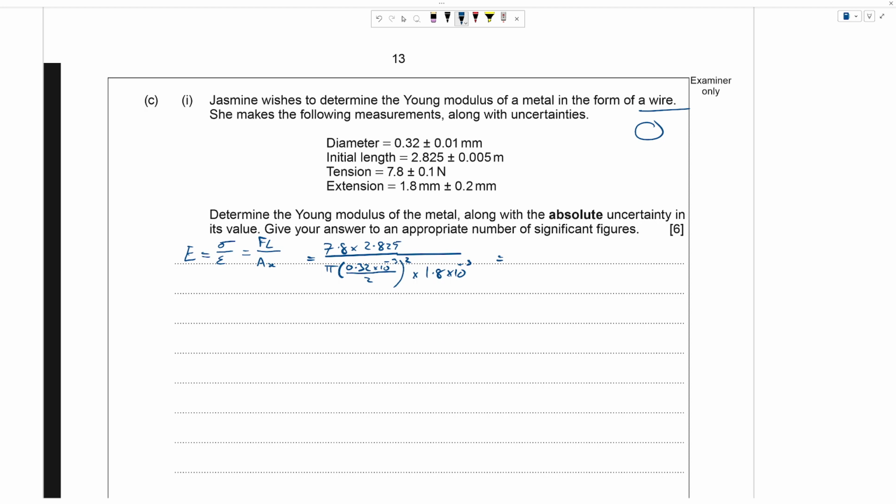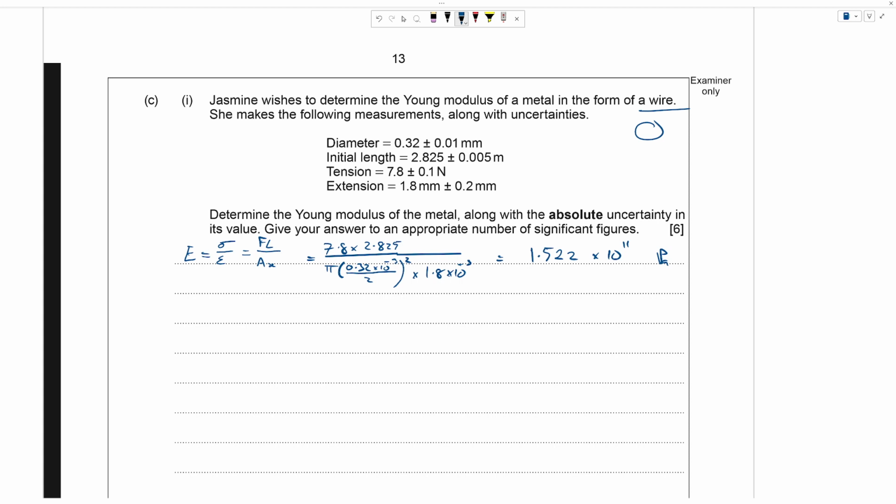And I'm expecting, where it's a metal, something in the region of 100 gigapascals. And the answer I've got is 1.522 times 10 to the 11 pascals. So that is 152 gigapascals. So we're in the right sort of ballpark.